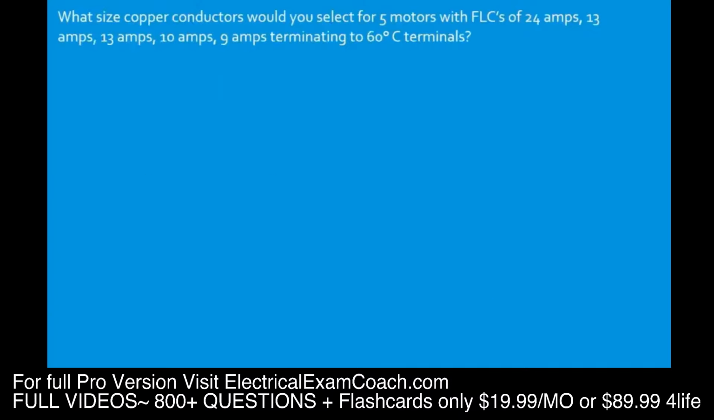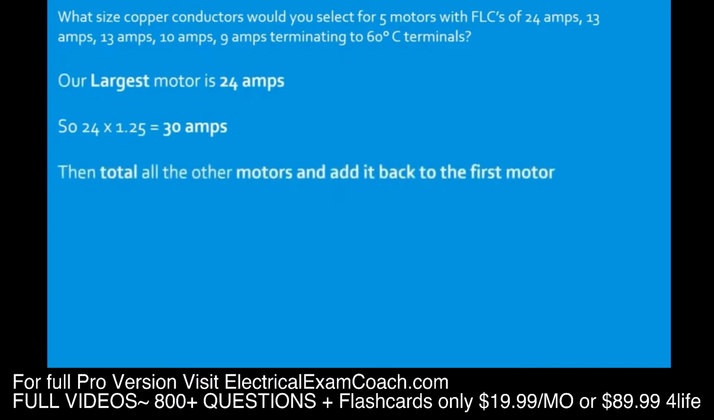All right, so the first thing that we do is we have to select our largest motor. And in this case, it's the 24 amp motor. So we take the largest motor and we multiply it by 125%. That gives us 30 amps. Now all we have to do is total the sum of all the other motors and then add it back to the first motor. So we take the rest of the motors and get that total. And in this case, it's 45. Now here's where we have to be careful to add back that first motor. So we take the 45, the sum of the other motors, add back the first motor, and that's going to give us 75 amps.